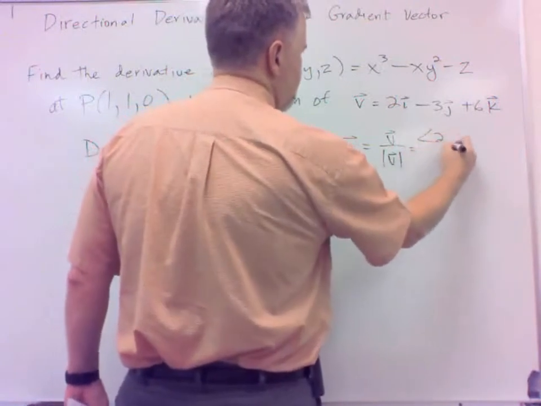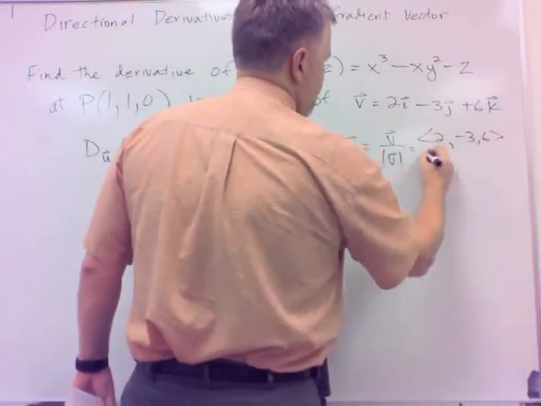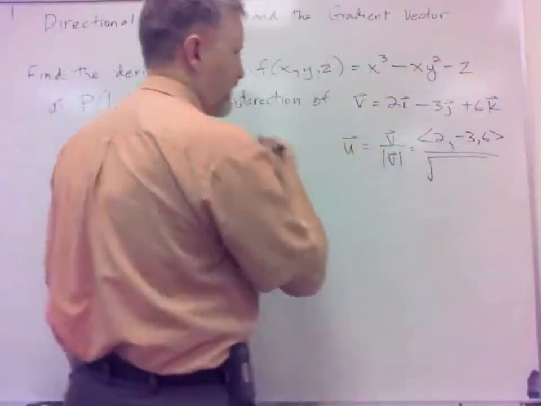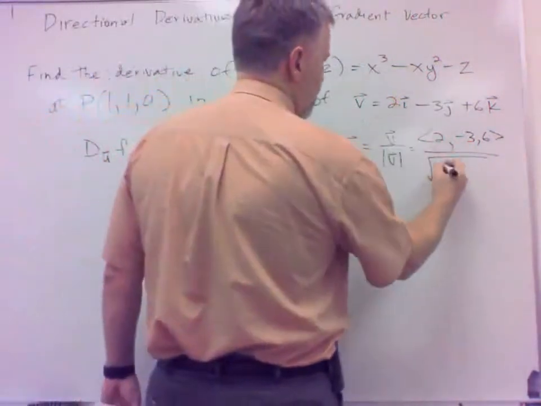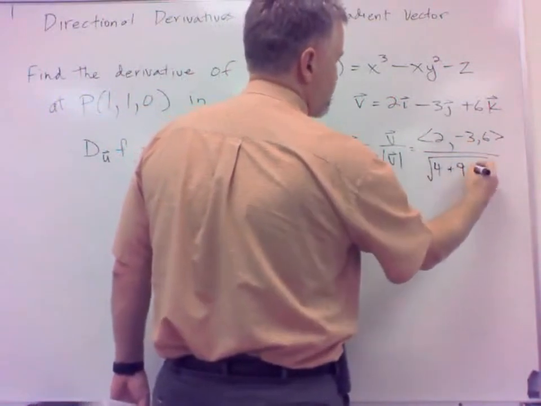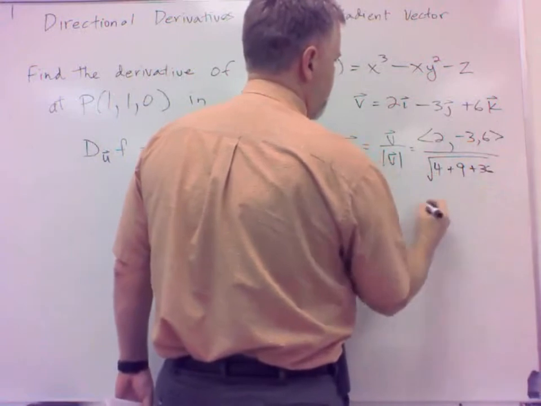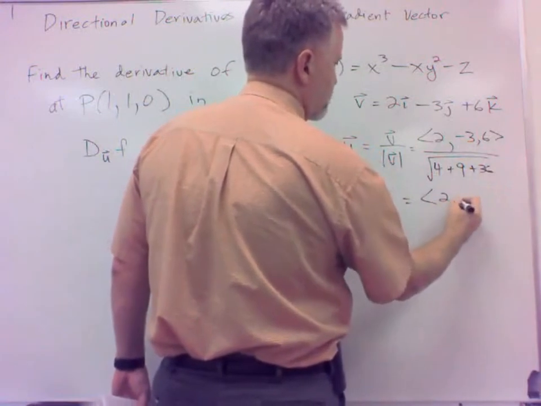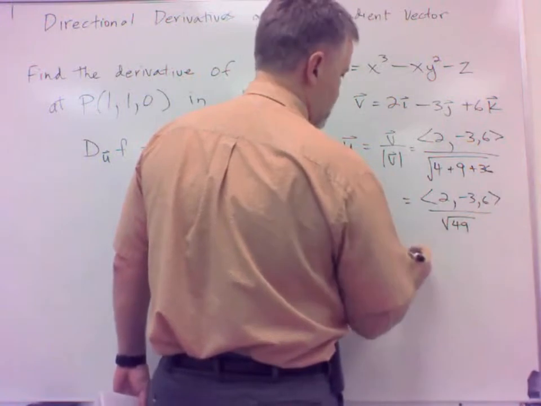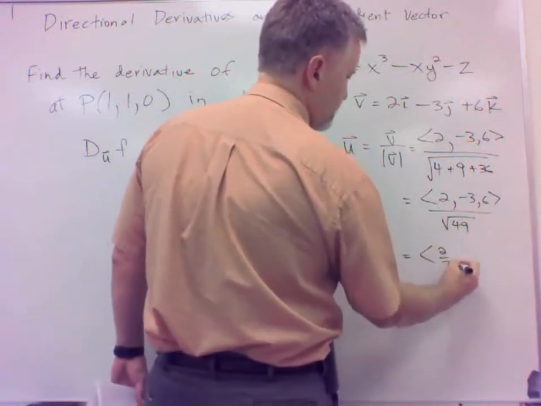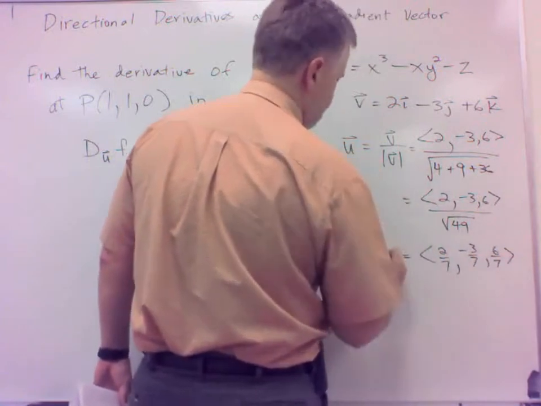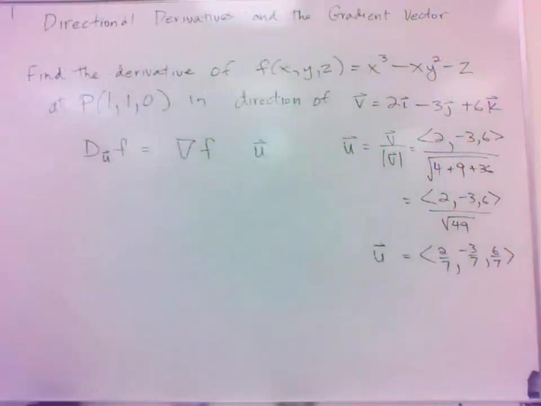So we take 2, negative 3, 6, and divide by the magnitude, which is just the square root of all the squares, right? 2 squared plus negative 3 squared plus 6 squared. So it's 2, negative 3, 6 divided by the square root of 49. So it'd be 2/7, negative 3/7, 6/7 as my unit vector there.